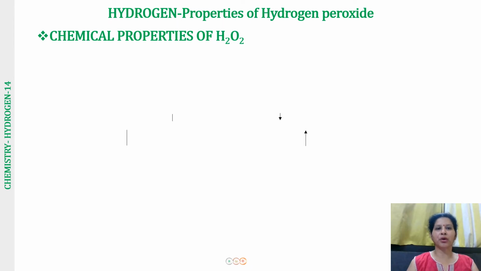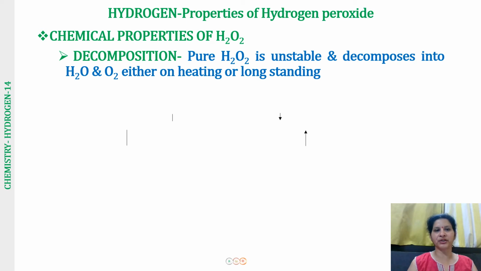So next we move on to the chemical properties of hydrogen peroxide, and these are going to be very important for you people because a lot of questions come in the examination. So the first property is the decomposition reaction. Decomposition, breaking down of the compound into its constituent substances, right? So pure H2O2 is unstable and decomposes into water and oxygen either on heating or on long standing.